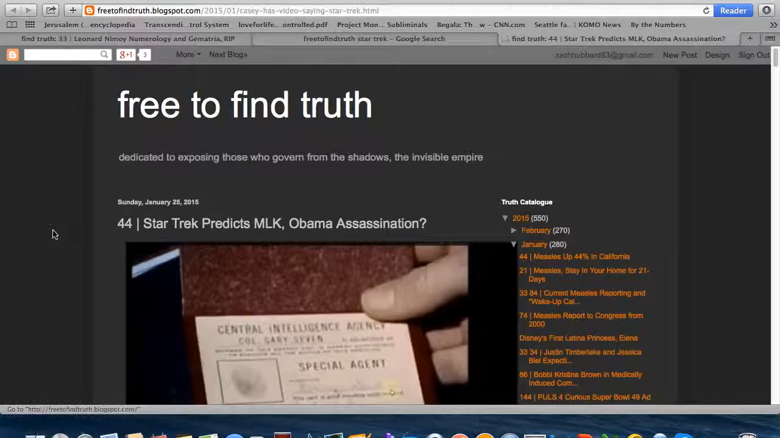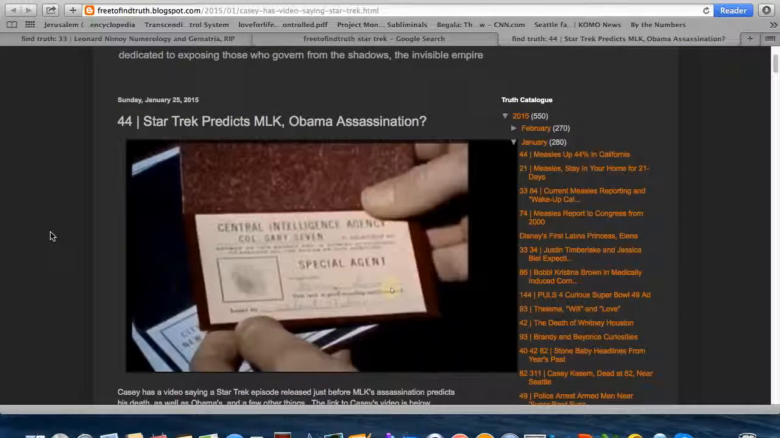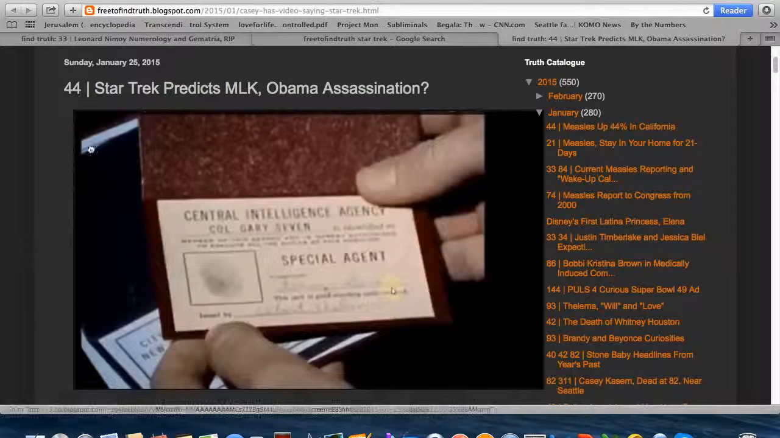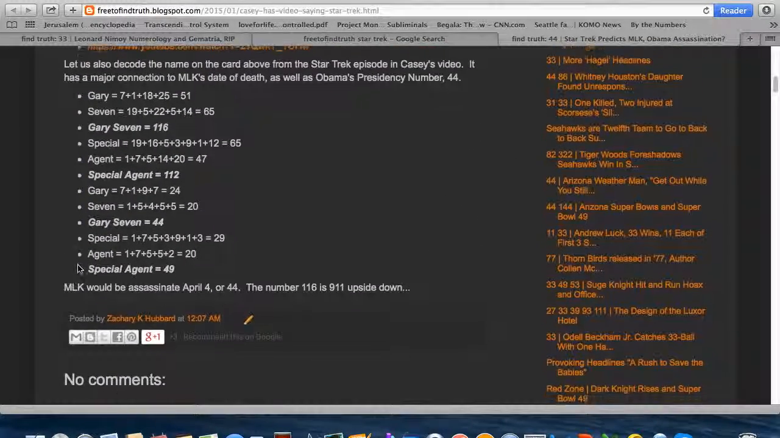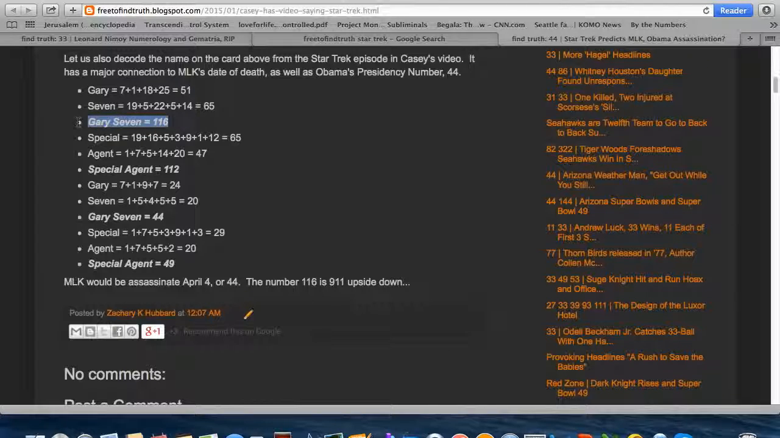So, what I want to go back and show you is how these numbers have come up in Star Trek in the past. This episode is right before MLK was assassinated, April 4th, 4/4/1968. In this episode, there's a character, Colonel Gary 7, Special Agent. Gary 7 with simple English gematria becomes 116. The name Martin Luther King Jr. with Pythagorean gematria is also 116. If you flip this number upside down, it becomes 911. So Gary 7 has a direct connection to Martin Luther King Jr.